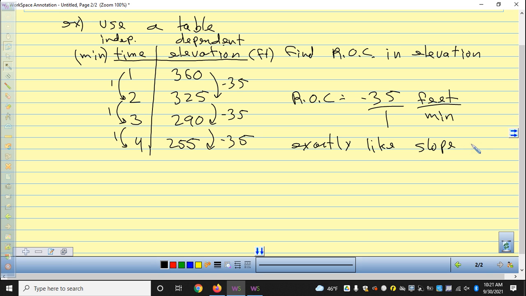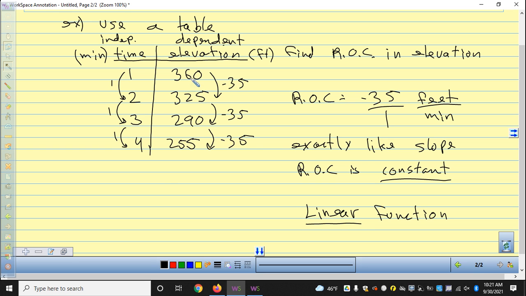And here, our rate of change is constant, which means our slope is constant. Do we remember what kind of function has a constant slope? Someone said something, yes? Linear. This is going to be a linear function. If our rate of change is constant, our function is linear.